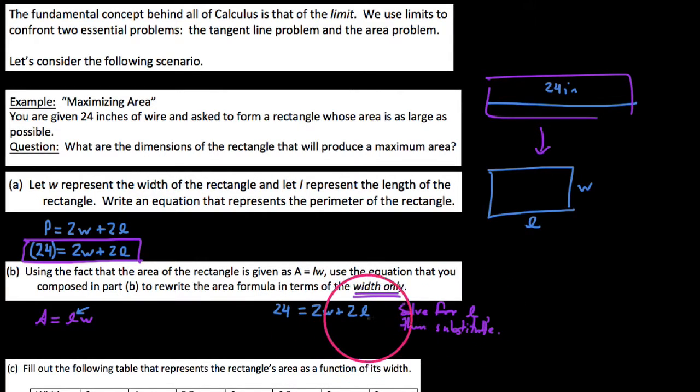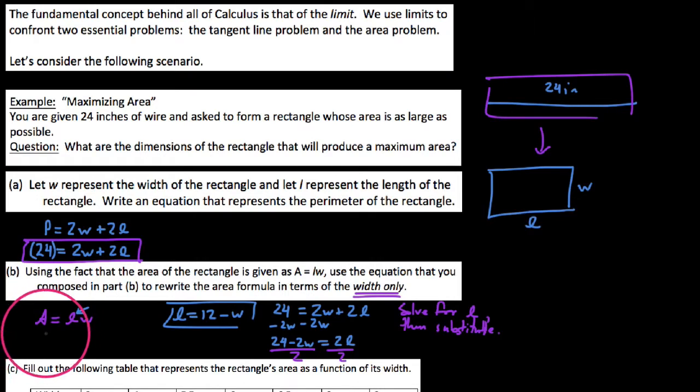Solving for L, we subtract 2W from both sides, and we end up with 24 minus 2W equaling 2L. Then we follow up by dividing by 2. I'm going to write a little expression here. The length is 24 divided by 2, which is 12, minus 2W divided by 2, which is W. So the length is always 12 minus the width.